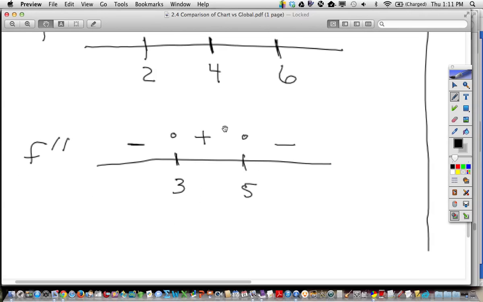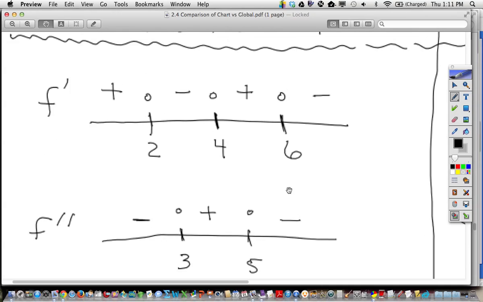Concave down. Concave up, concave down. So that means at 3 and 5, you would have inflection points, since f double prime changes concavity. So it's really the same thing. Doing concavity and inflection points is really the same thing as doing increasing, decreasing with f prime. Okay? So that's chart stuff.